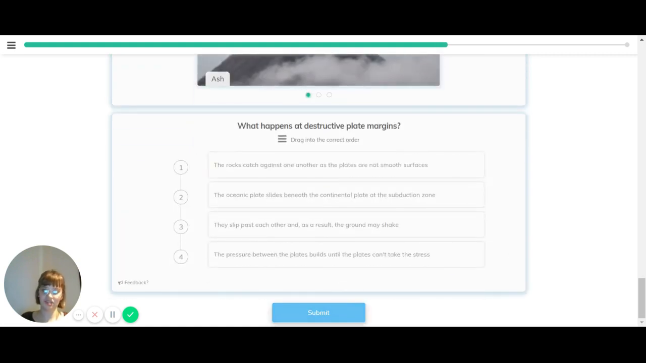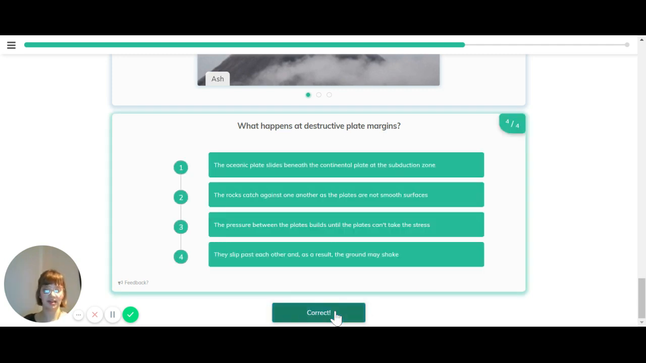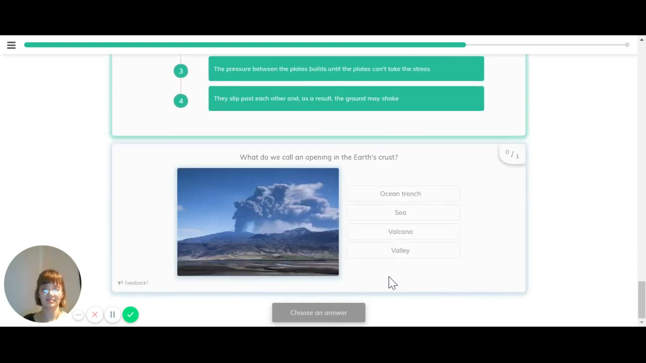So, what happens at destructive plate margins? Well, it starts with the oceanic plate sliding beneath the continental plate at the subduction zone. Then the rocks catch against one another as the plates are not smooth surfaces. Then the pressure between the plates builds up until the plates can't take the stress. Finally, they slip past each other, and as a result, the ground might shake, aka causing an earthquake.